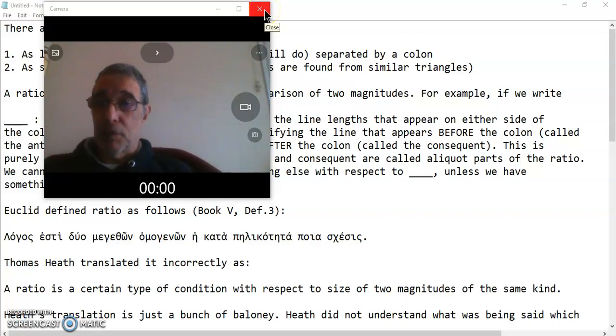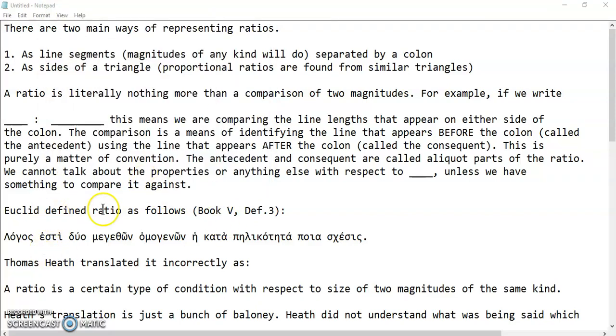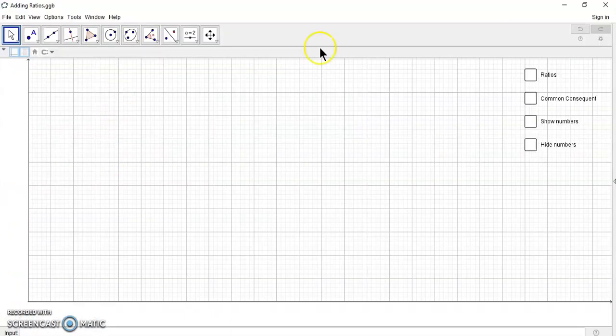My name is John Gabriel, and today I'm going to be talking again about ratios, how we got ratios, and the process of measuring ratios and all the basic operations of arithmetic. But I'm only going to be dealing today with the operation of sum or addition. So let's begin. Now, there are two main ways of representing ratios.